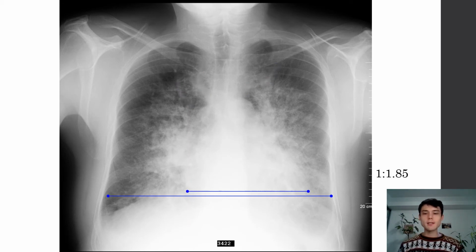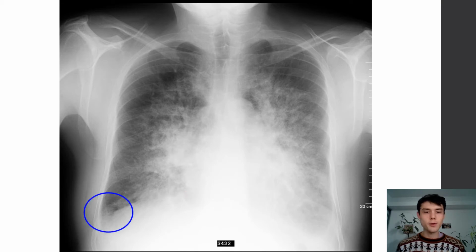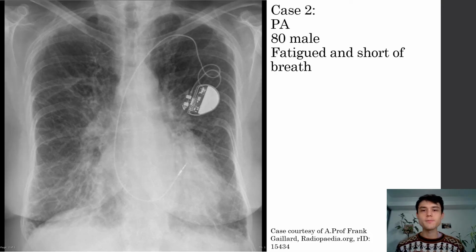And I also commented that the width of the heart is more than 50%, and that's abnormal and can also be associated with some heart pathology. There's blunting of the costophrenic angle, as I commented on. Okay, so in the second case, we have a PA chest X-ray of an 80-year-old male who's presenting with fatigue and shortness of breath.